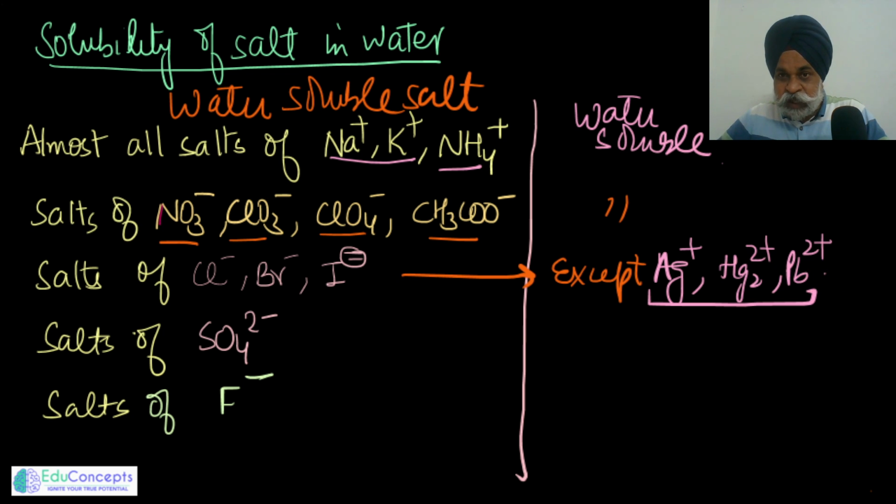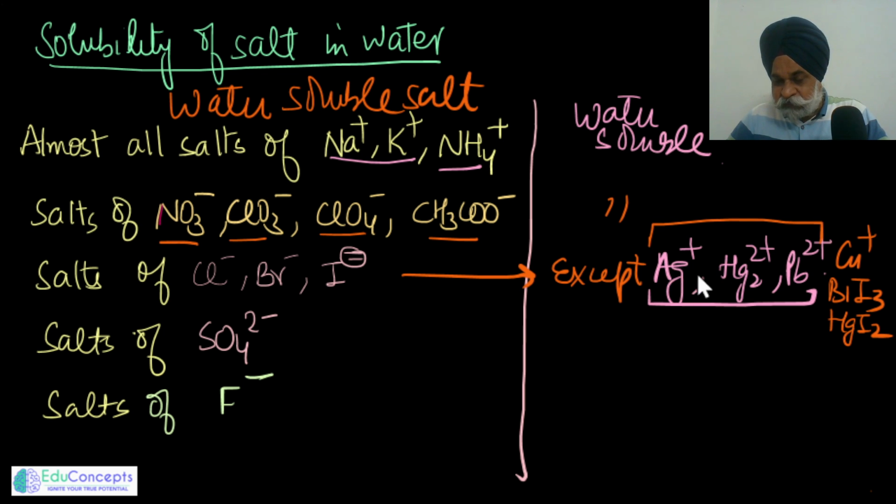Here you can add 2-3 more: cuprous (Cu+) iodide and bismuth iodide. These are also water insoluble, along with HgI2. But majorly you have to remember these three, for which we have a mnemonic, aage honge Punjabi: Ag, Hg, Pb. These are water insoluble as chlorides.